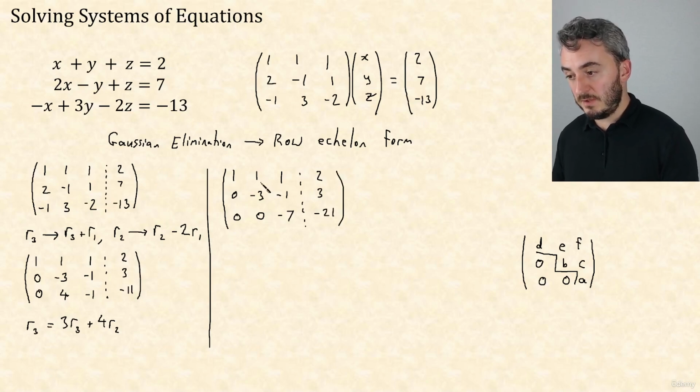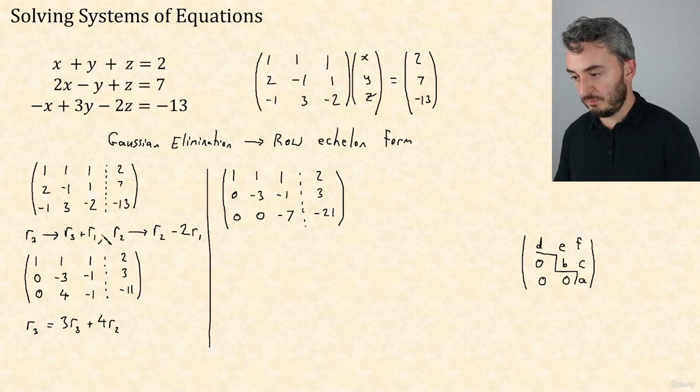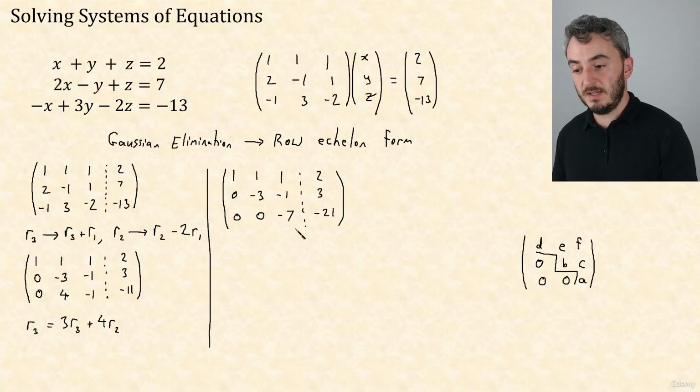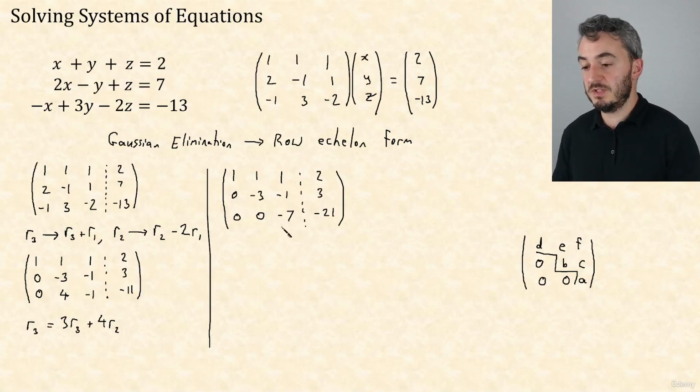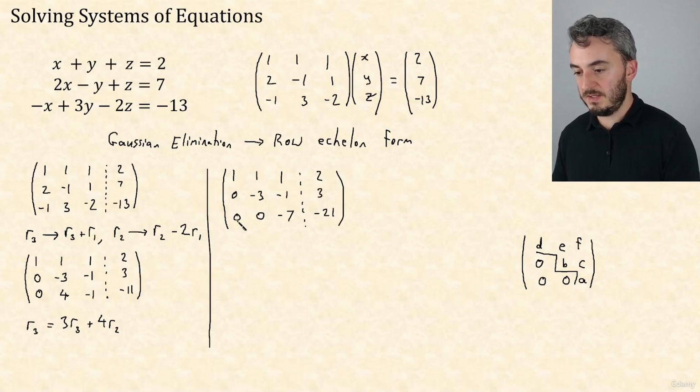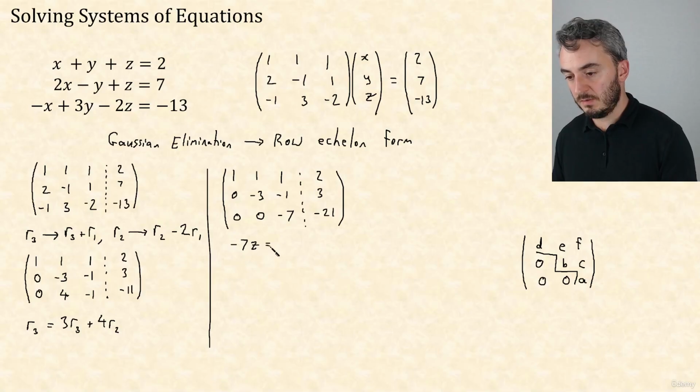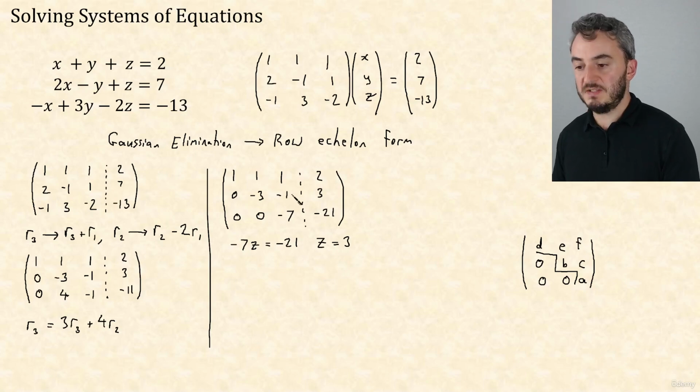We now have used Gaussian elimination, that's all of this row business, and we've turned it into row echelon form. There's our little staircase of zeros down there. And now it's totally trivial to solve, because look what row 3 is saying. It's saying 0x plus 0y minus 7z equals minus 21. So z is 3.